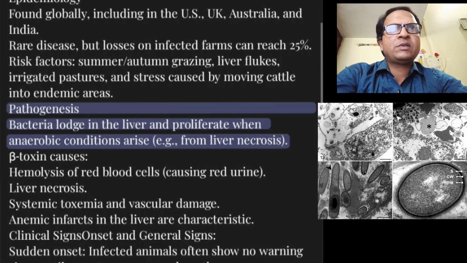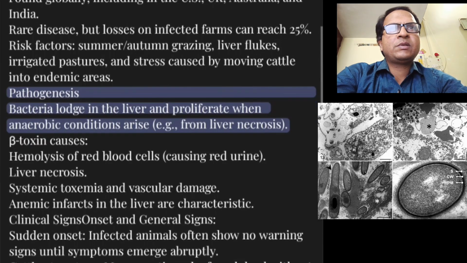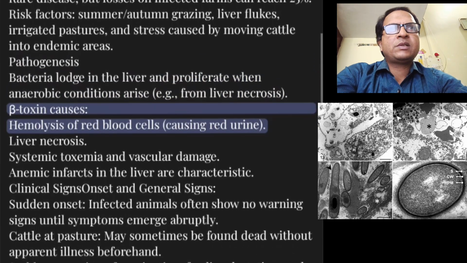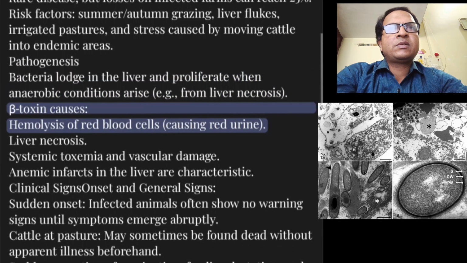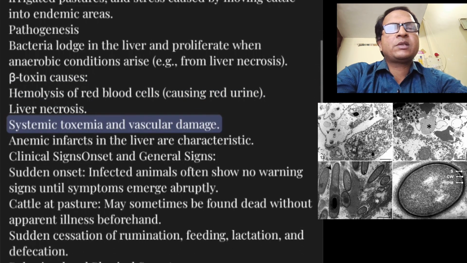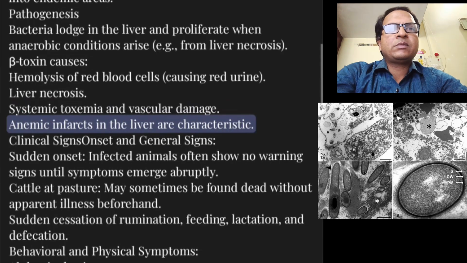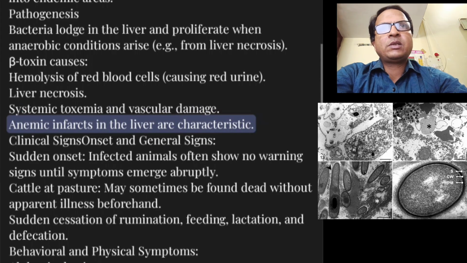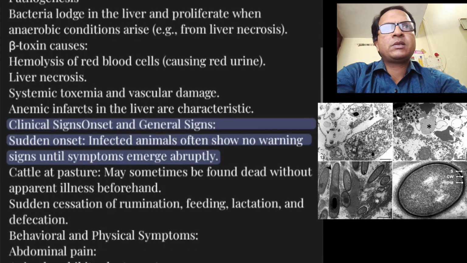Pathogenesis: bacteria lodge in the liver and proliferate when anaerobic conditions arise, e.g., from liver necrosis. Beta toxin causes hemolysis of red blood cells, causing red urine. Liver necrosis, systemic toxemia and vascular damage occur. Anemic infarcts in the liver are characteristic.